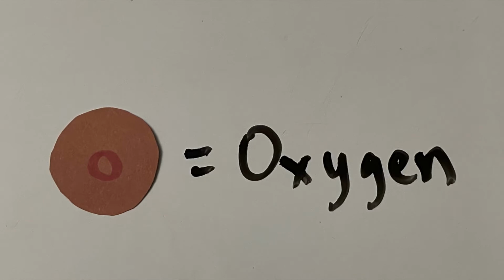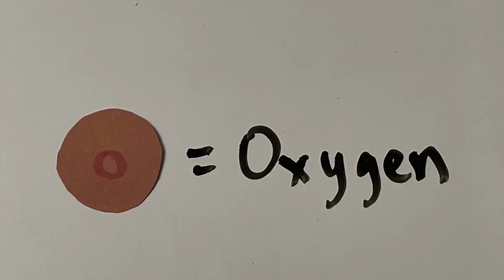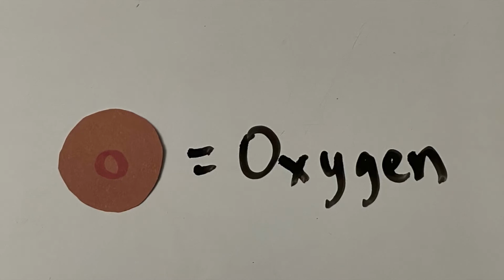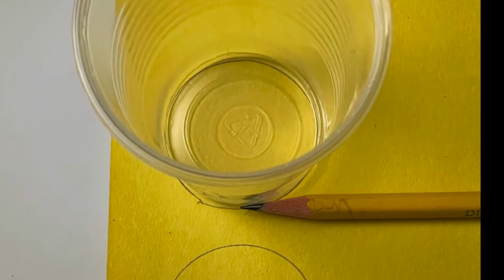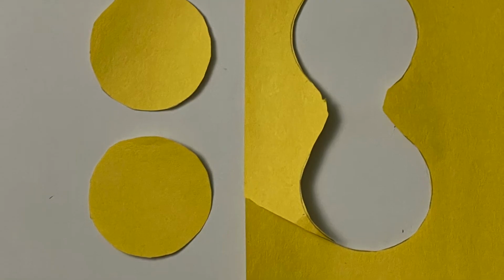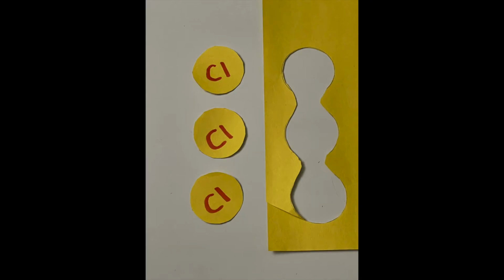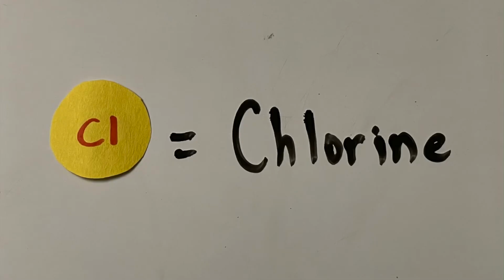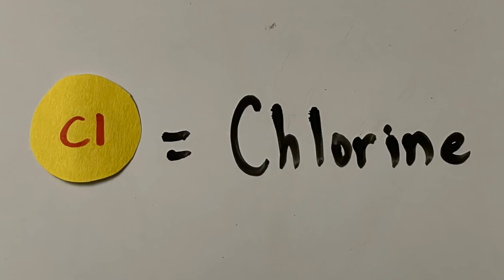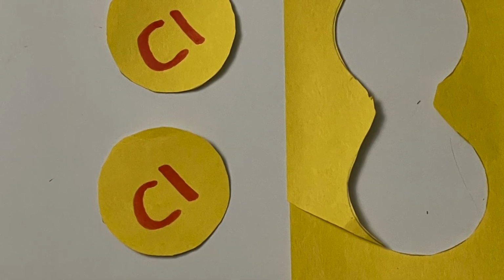But if you're just a student completing this exercise, then obviously you'll just make sure that when we model this, you always use the labeled side up. Next, I want you to repeat this process of tracing and cutting out 3 more circles, but this time label the circles with Cl, and Cl represents chlorine. Now, if you notice, I happen to use markers of different colors for the different atoms. That's totally up to you.